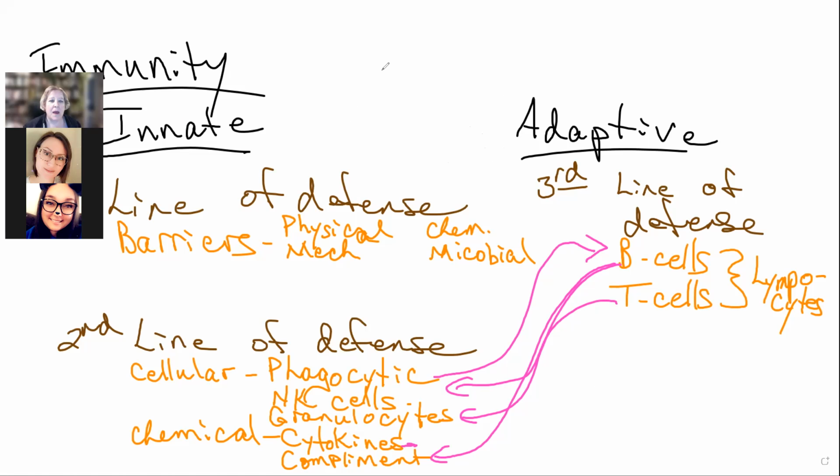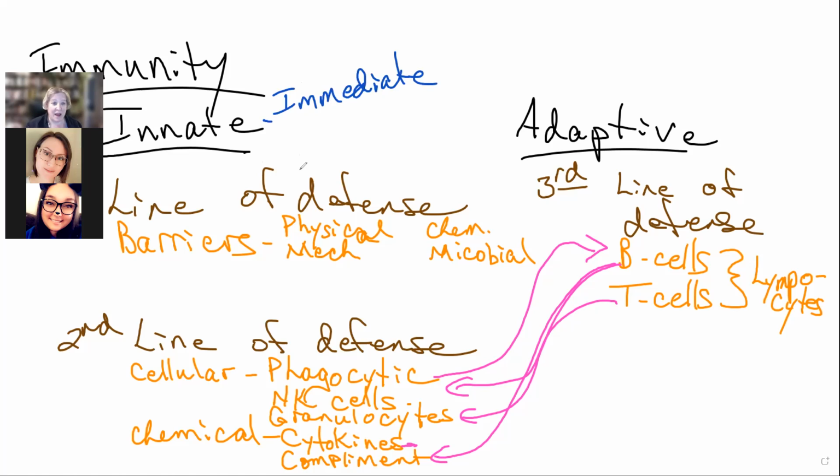Okay, so now that I've... let me go back. I almost forgot to go over characteristics. I've given you the pieces, but let's talk about overall characteristics. The innate immune system is immediate. As soon as you have an exposure to a pathogen and or damage to your skin or some other barrier, your innate immune system is going to kick in.